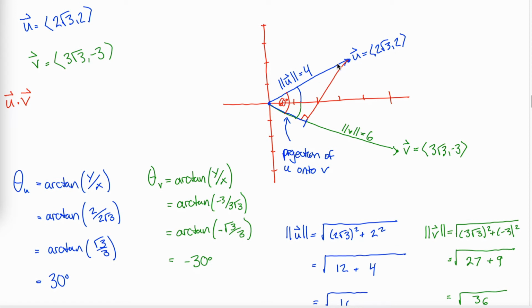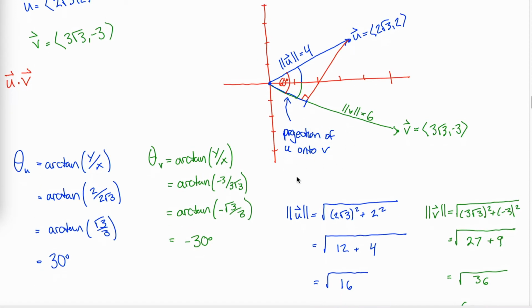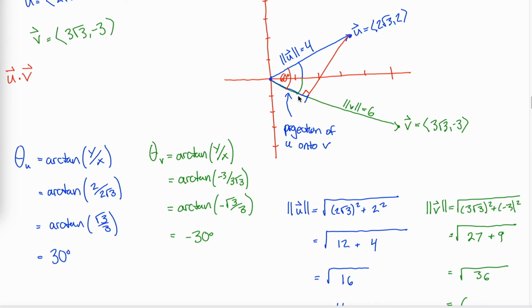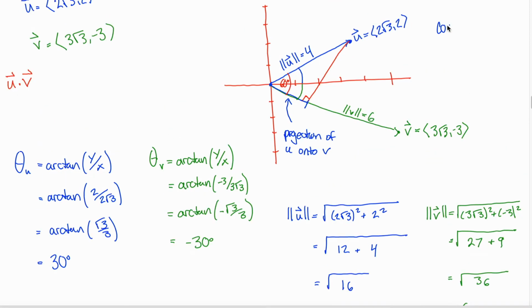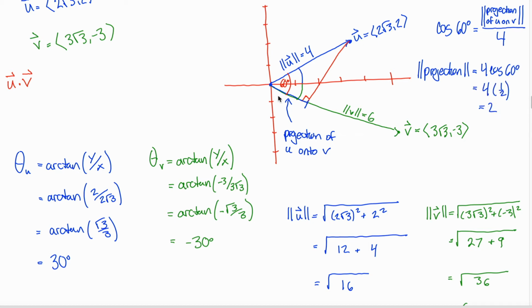Now that I know this angle, I can take advantage of SOHCAHTOA to figure out the length of this projection. The projection is the adjacent side relative to this angle t, and the magnitude of u, this 4, is the hypotenuse of this right triangle. So SOHCAHTOA tells me that it's the cosine of this angle t, the cosine of 60 degrees, that's equal to the adjacent side divided by the hypotenuse, or the length of the projection of u onto v divided by 4. Multiplying both sides of the equation by 4, we get that the length of this projection is just 4 times the cosine of 60 degrees, or 4 times 1/2, or 2. So this side length shown in blue here has length 2.